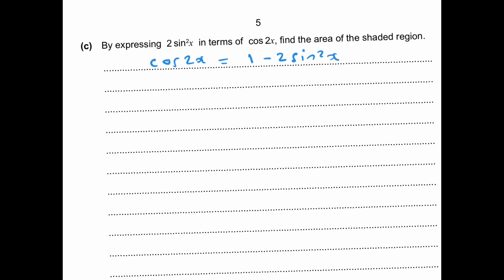So if I take this one here to the left-hand side, what do I have? I'm going to have 2 sine squared x, so that it becomes positive. And of course, taking cos 2x to the other side, I'm going to have 1 minus cos 2x. Okay, so that's simply what we need to do here. We have made 2 sine squared x the subject of the formula. So that's the first part of the question.